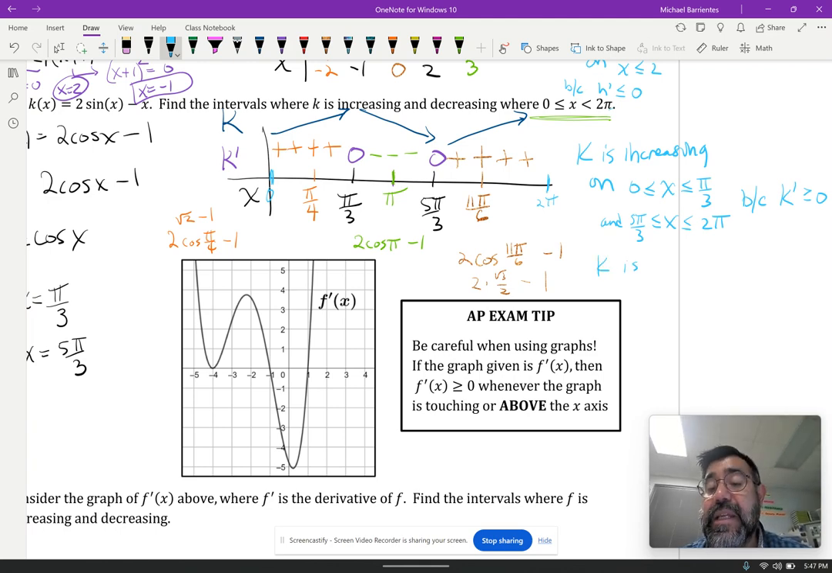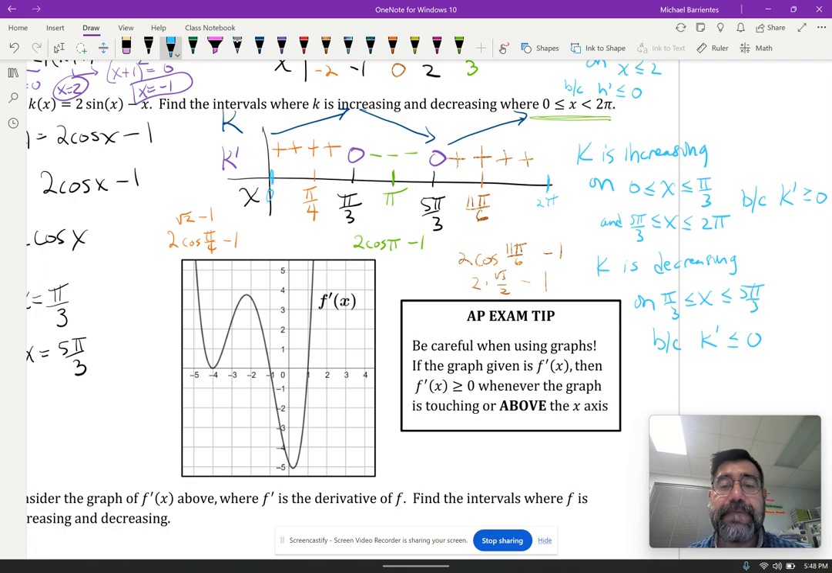And then k is decreasing on the interval. I don't know why I keep writing g. On the interval of x values that are between pi over 3 and 5 pi over 3. And I know that because k prime is less than or equal to 0. It's negative. And that's it.